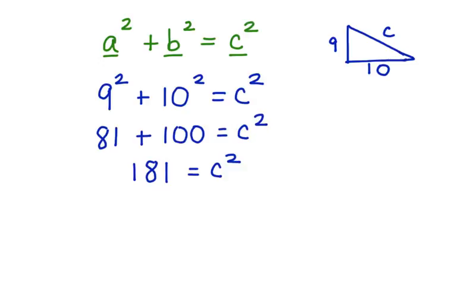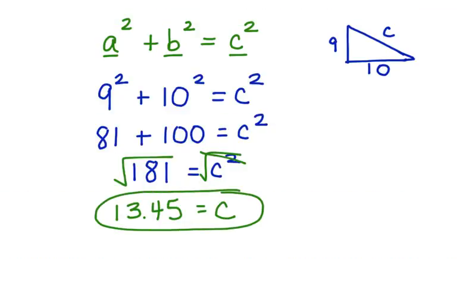Now because we want the length of c, we can take the square root of both sides. This cancels, gets c alone, and the square root of 181 is 13.45. Now, we figured out the length of c. Can you use the converse of the Pythagorean theorem to make sure your work is accurate?